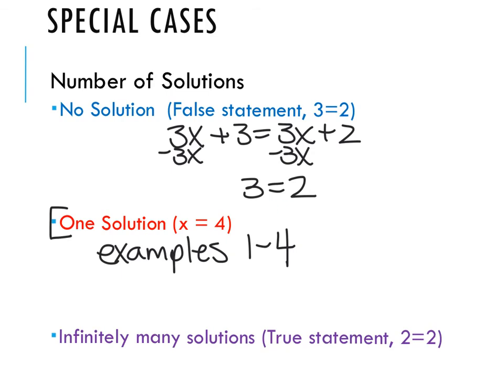I could get 0 equals 7. I could get negative 10 equals 50. Anything that is not true, if the x's go away, that they cross off on both sides, then it is no solution. So I would write down no solution and be done with it.